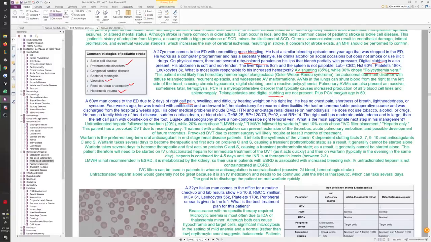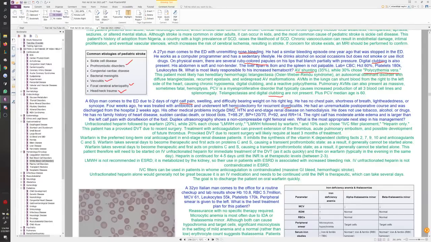He has no chest pain, shortness of breath, lightheadedness, or syncope. 4 weeks ago, he was treated with antibiotics and underwent left hemicolectomy for recurrent diverticulitis. So he has recurrent diverticulitis, he got a hemicolectomy, okay. Might be relevant. He had an unremarkable postoperative course and was discharged from the hospital 2 weeks ago. Oh, I get it. So he was actually hospitalized for a super long time, which means that he was immobile for a very long time, which is a risk factor for DVT.